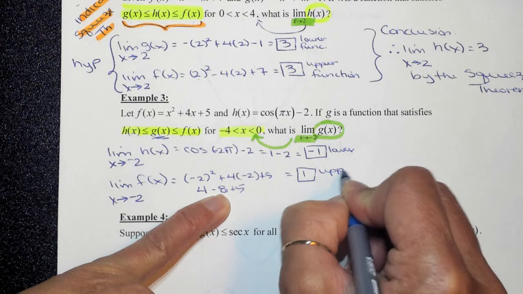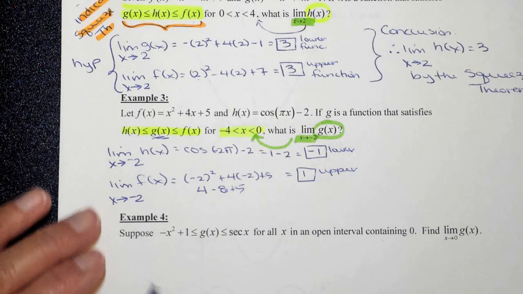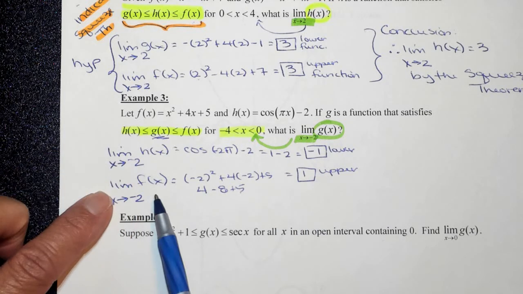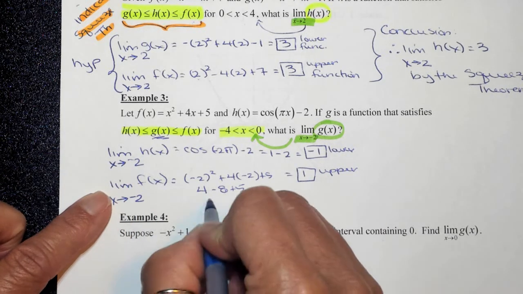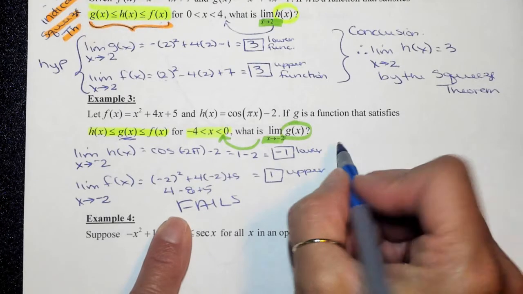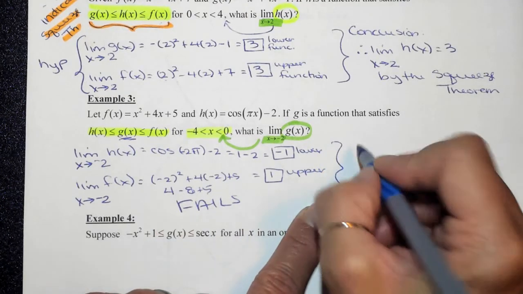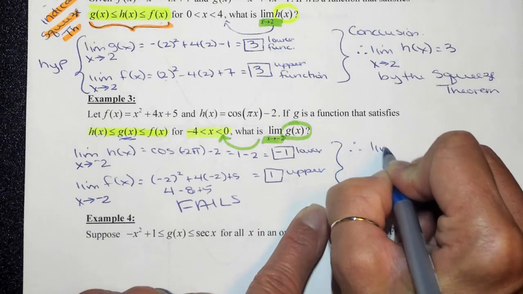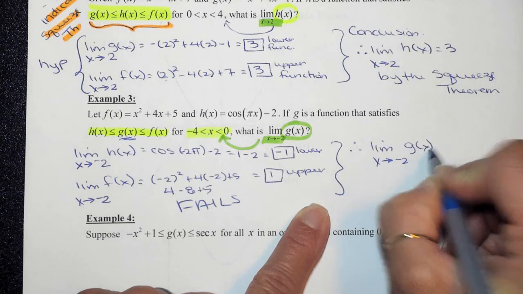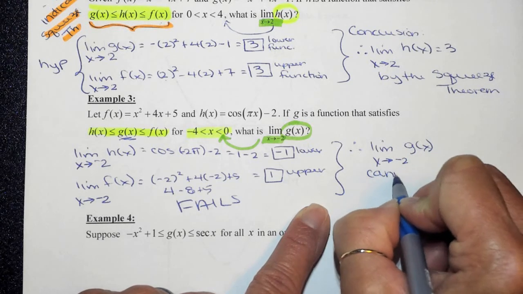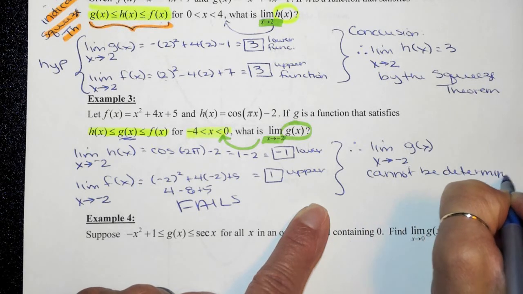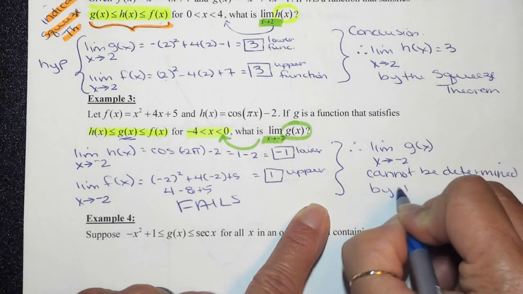This is our upper. So graphically what's happening is my h of x function is going to negative 1 and my f of x function is going to positive 1. So this fails. Okay, so here what I have to state, therefore the limit as x approaches negative 2 of g of x cannot be determined by the squeeze theorem.